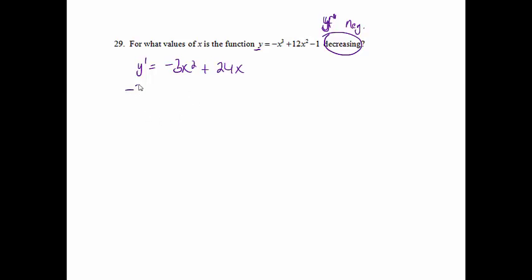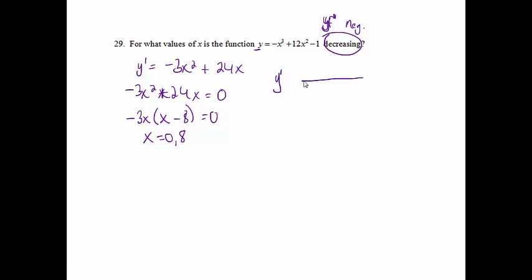Now let's set the derivative equal to 0. And I'm going to factor out a -3x, and when I do that, I'm going to get x minus 8 still equals 0. So my critical numbers will be x equals 0 and x equals 8, which means I'm now going to do not an f prime chart, but a y prime chart. Put 0 and 8 on there.